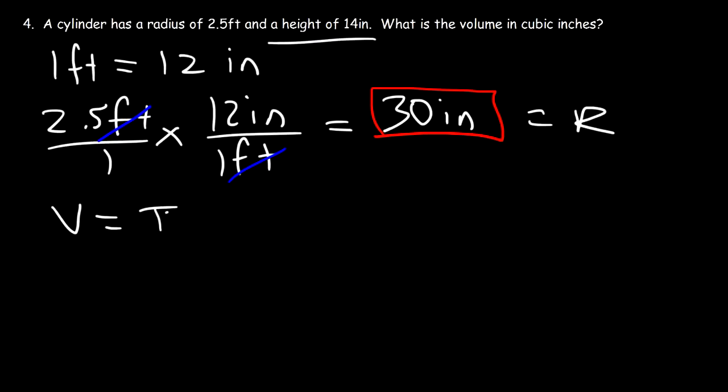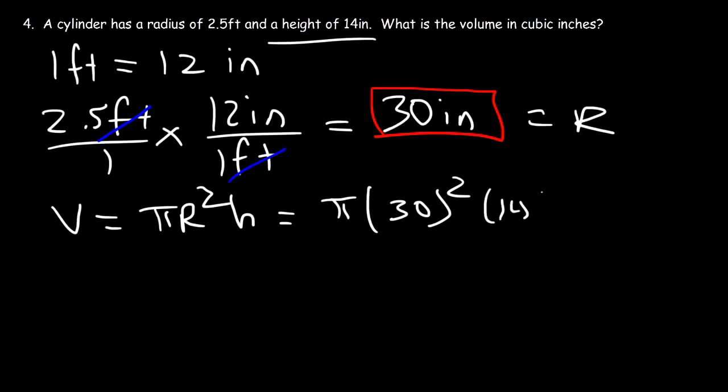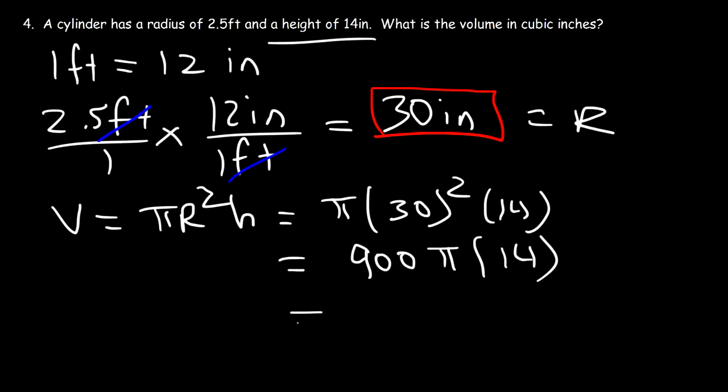So all we need to do is just use the formula to get the volume. So it's pi times 30 squared times 14. 30 times 30 is 900. And 900 times 14, that's 12,600. So it's 12,600 pi cubic inches. So that's the volume in this problem.